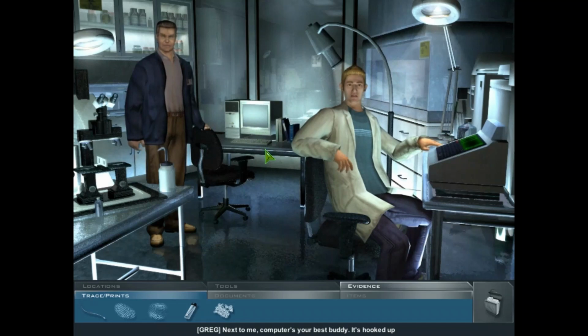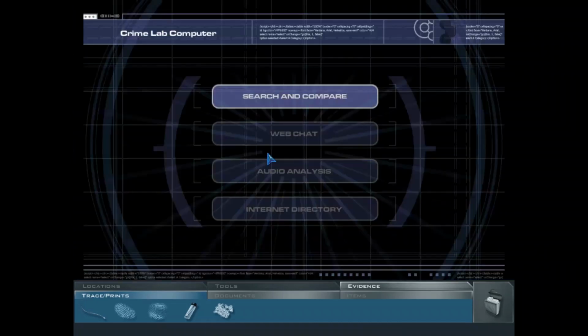Next to me, computer's your best buddy. It's hooked up to a number of search databases. Just drag the evidence onto either side of the computer and click search. To make comparisons, just drag evidence onto both sides and click compare. If you got anything, you'll find out right away.